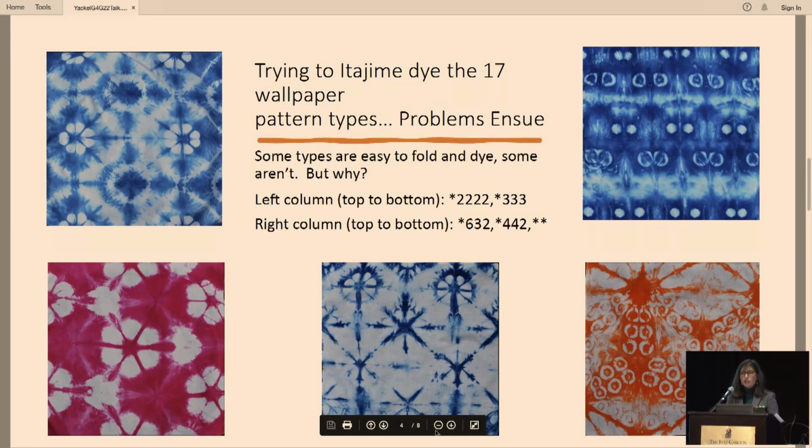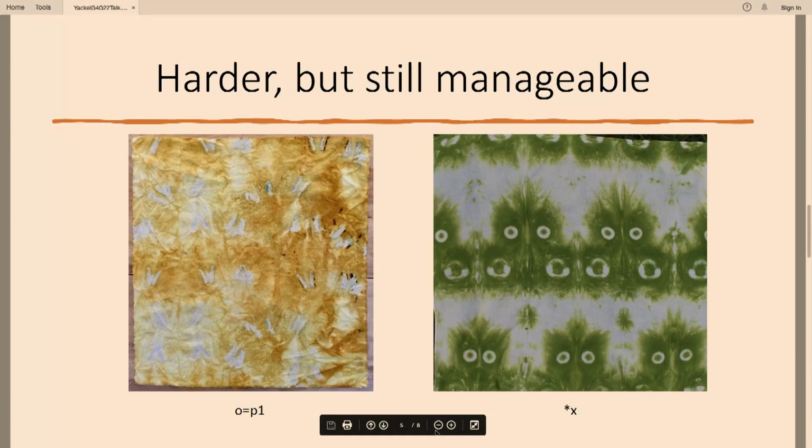So some of the wallpaper types weren't that hard to make. Like, you can just fold your handkerchief into a rectangle and then clamp it and dye it. So that'll give you star 2222 and so forth. So these 5 weren't that hard. But then a couple more were really hard to make, but then it turned out you could make them anyway. So the one on the right here, you can get by folding your handkerchief into a Mobius band, and then you can dye it. And I like to call it the monster because I think it looks like monsters.